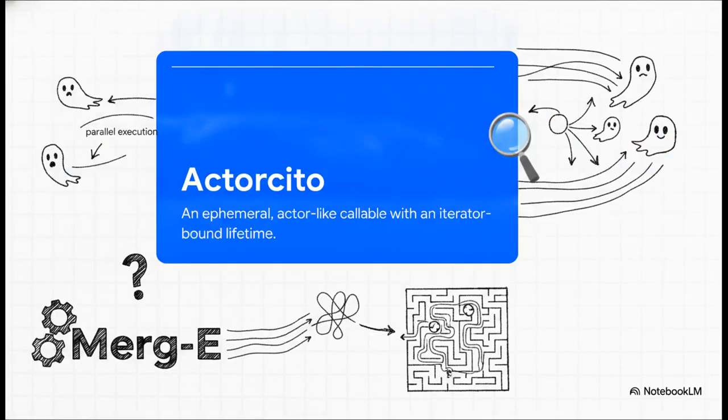So what exactly is an actor-cito? It's a strange little callable, an ephemeral, actor-like function with a lifetime that is strictly bound to the structural iterator that birthed it. Usually, if you're running an inline iterator, these run synchronously and just block their invoking parent. But when you start pushing Merg-E into parallel execution, these little callables require explicit handling. You have to manually juggle them, passing them through sorting functions to maintain the output order. It can definitely be a bit of a learning curve for newcomers.